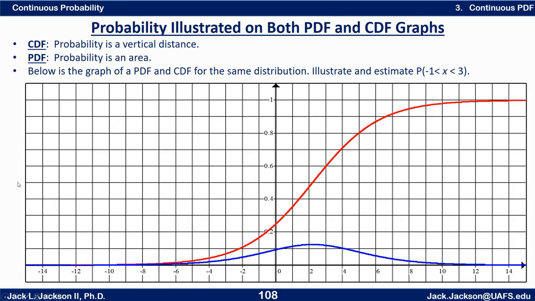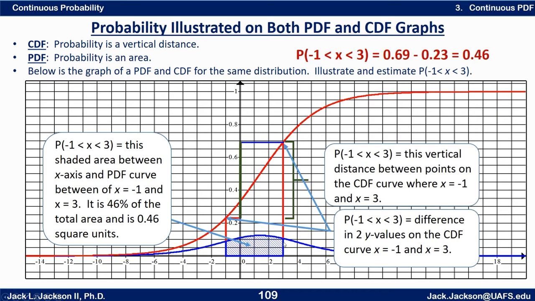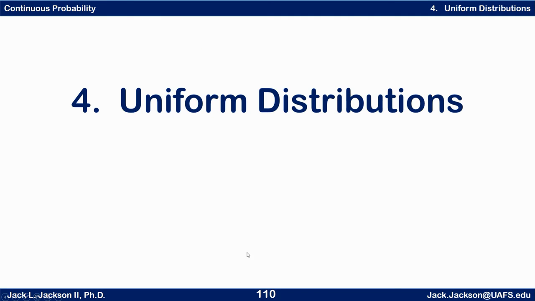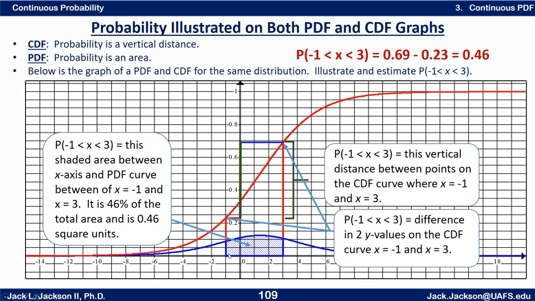All right, let's try between probabilities. Same CDF, same PDF, going together for the same distribution. Illustrate and estimate the probability that x is between -1 and 3 on this graph. Okay, your turn. Do it now. Press pause. Okay, let's try it. So here we're going to find the -1 is here, the 3 is here. And so on the PDF, it's this area, whoops, back up. It's this area between -1 and 3 above the x-axis, below the PDF curve.